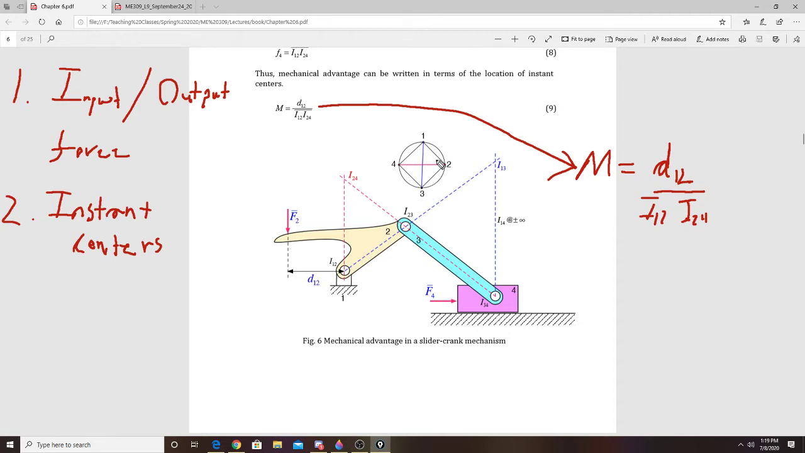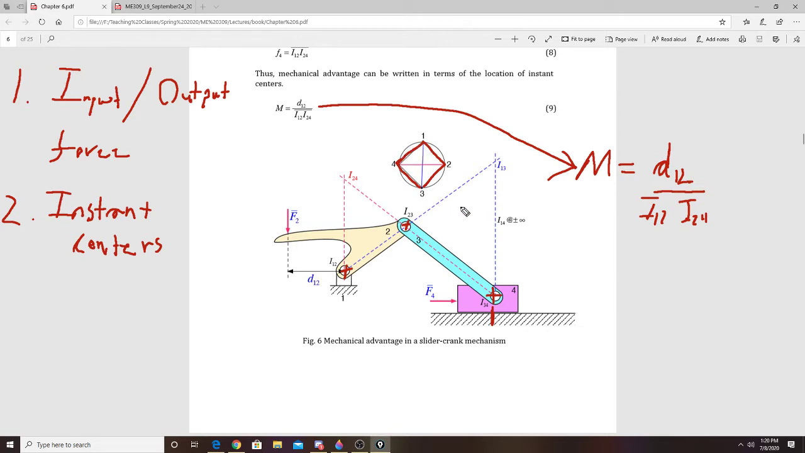So what they did first was that they found all the instance centers. And because this chapter is about mechanical advantage, they assume you know how to do it already. They didn't do the step-by-step to find instance centers. But we'll just do it really quick. So I12 is right here. I23, I34, and right here at this up and down is I13, right? So that's all of these, or I14.